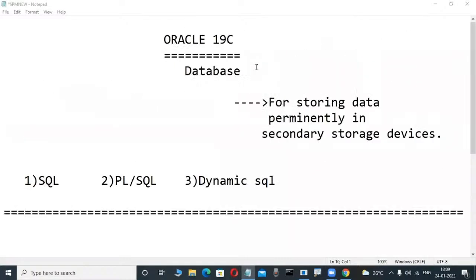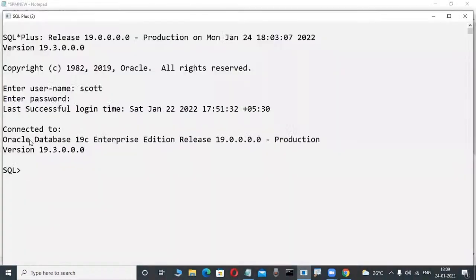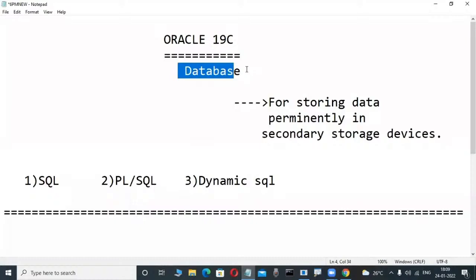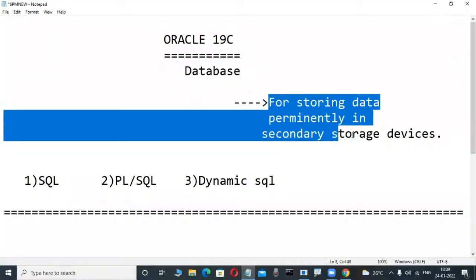Concentrate here. Anybody who did not attend the previous classes, don't be afraid, don't worry. Simple. Now, Oracle is a product from Oracle Corporation. 19c is a version, don't worry. This Oracle is a database product. This is a database product only. Previous class notes, just for the idea, for newcomers. What is the purpose of this database product? For storing data permanently in a hard disk.